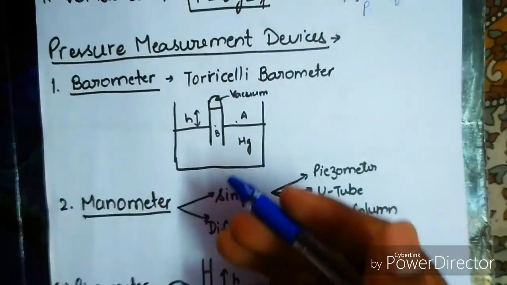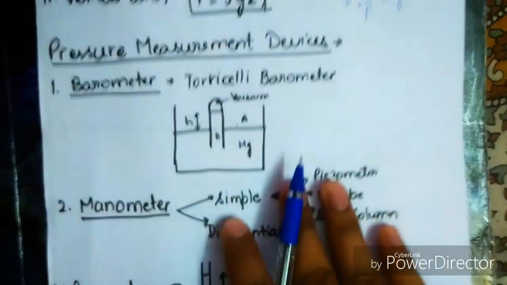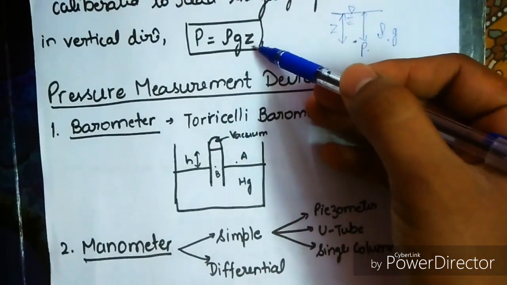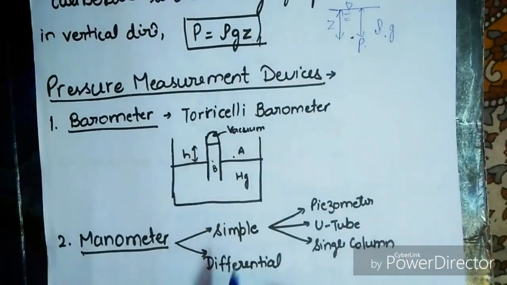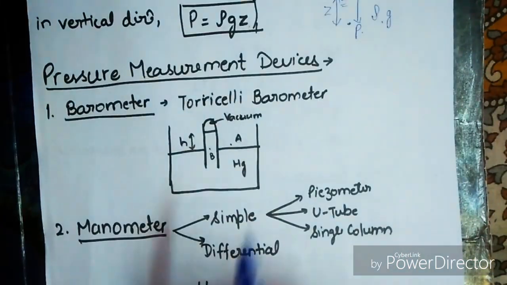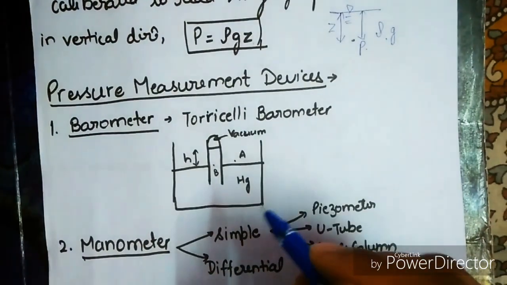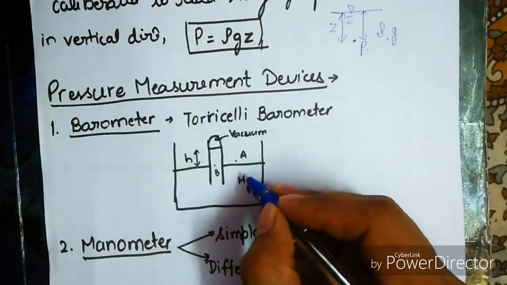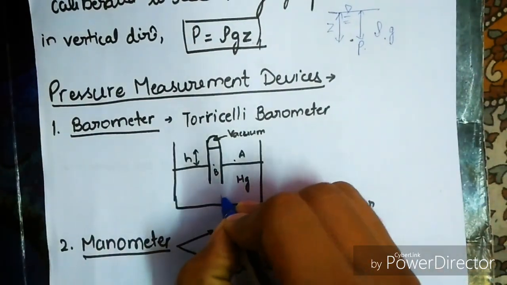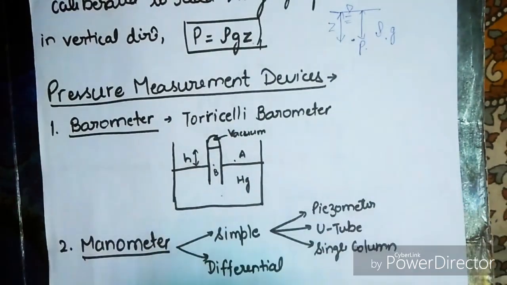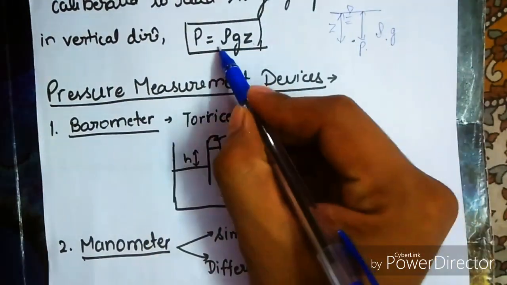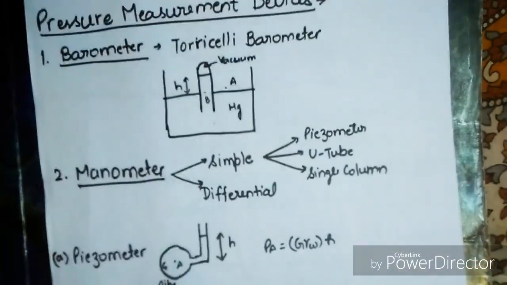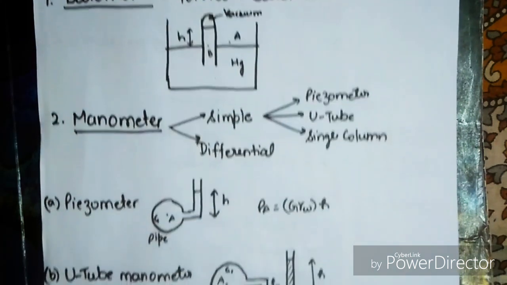Now we can find out the pressure by the simple formula as we have memorized earlier. Okay, P equals rho g h. Now we have to keep remembering here that this is mercury, not water. Okay, so the density of mercury should be taken at this point. Okay, next is your manometer.